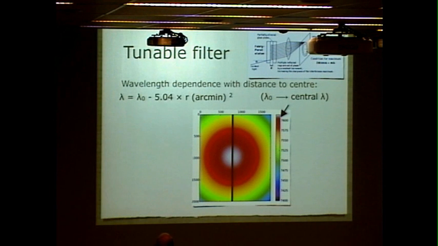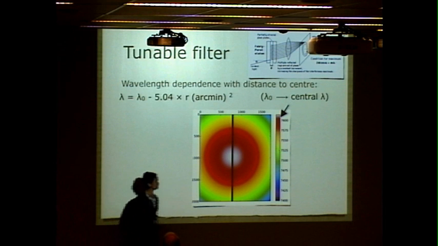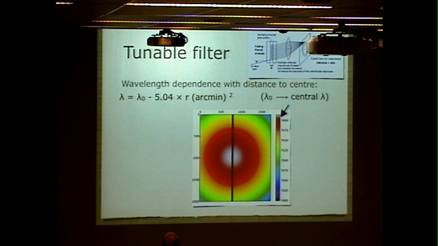So how does a tunable filter work? Long story short, you have 2 plates called an etalon, and by changing the distance between these 2 plates, you can tune the wavelength you're going to get. One of the complications is that the wavelength varies across the field of view according to this equation. Here's a cartoon illustrating this. From the center to the outskirts, we have a maximum variation of 80 angstroms.